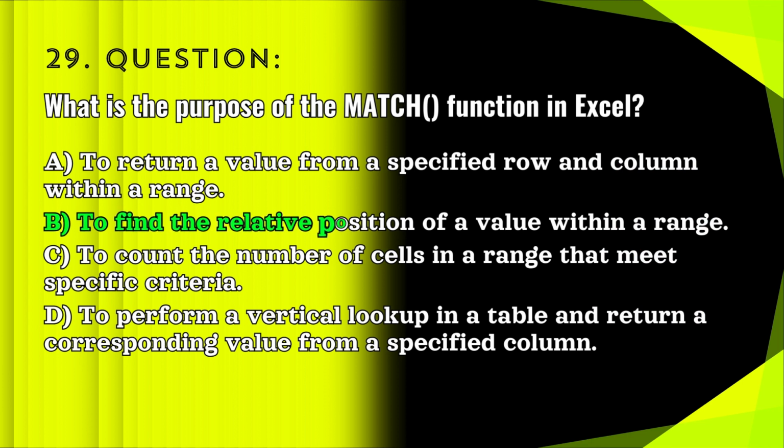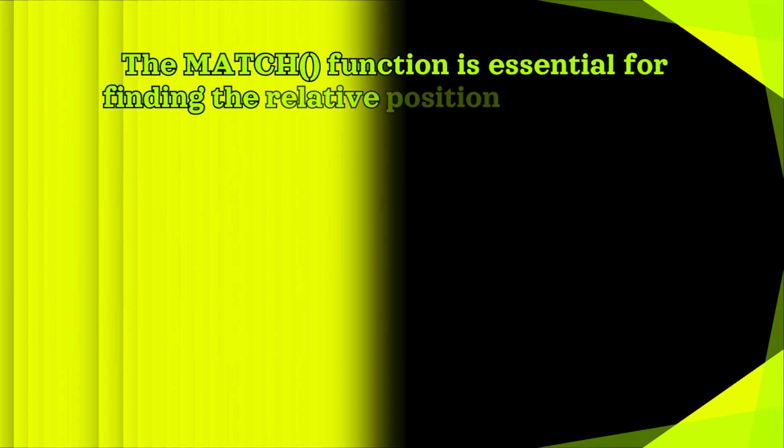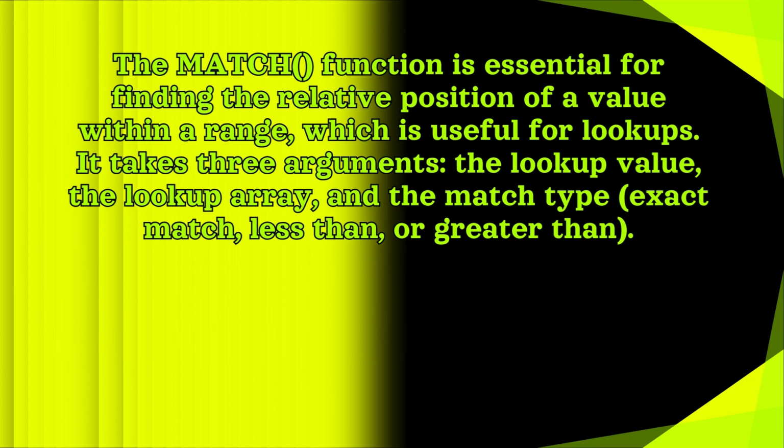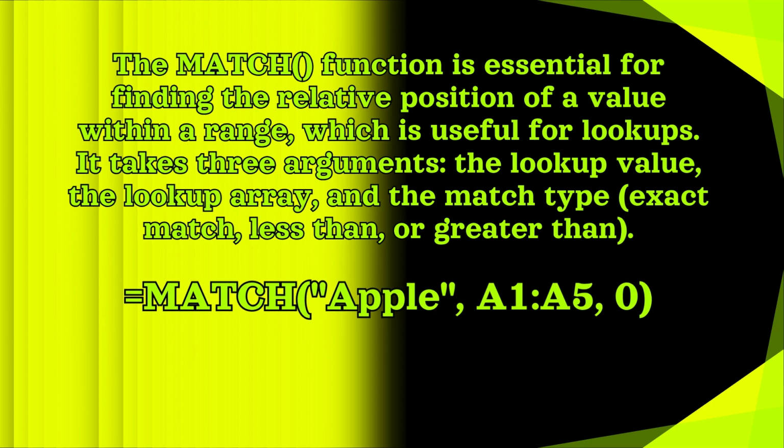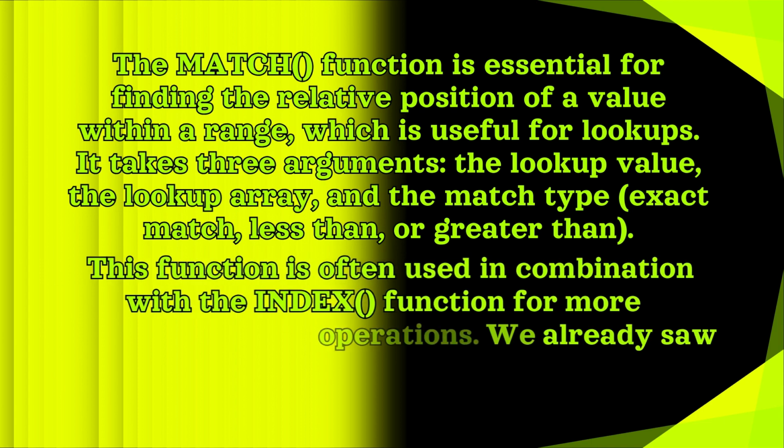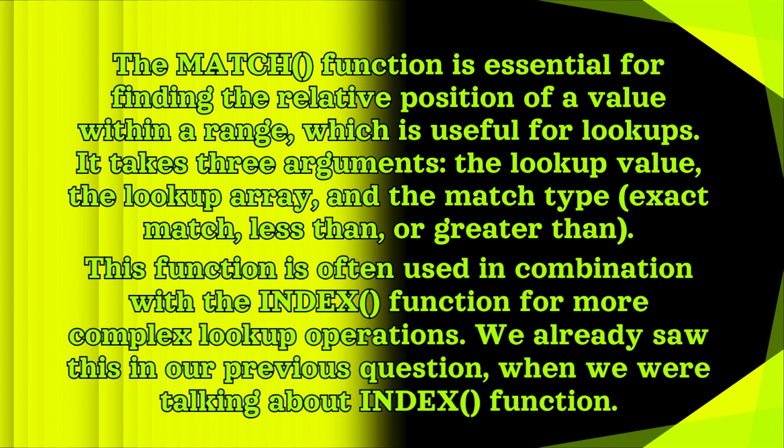So the right answer is option B. To find the relative position of a value within a range. The match function is essential for finding the relative position of a value within a range, which is useful for lookups. It takes three arguments: the lookup value, the lookup array, and the match type. For example, this formula would return the position of apple within the range A1 to A5. This function is often used in combination with the index function for more complex lookup operations. We already saw this in our previous question when we were talking about index function, right?